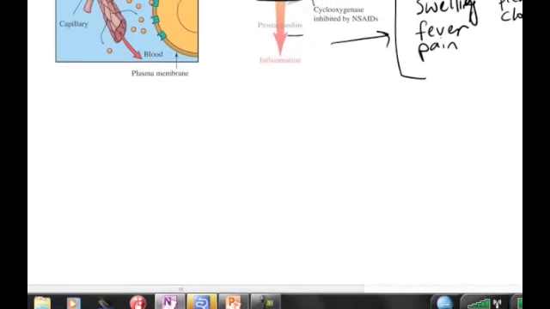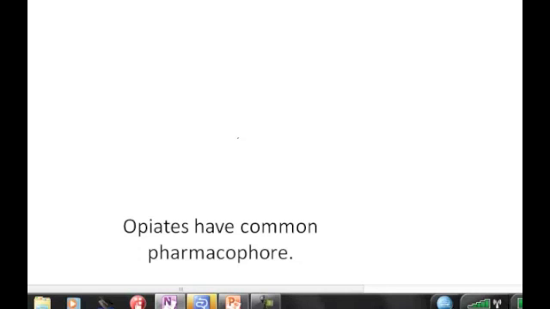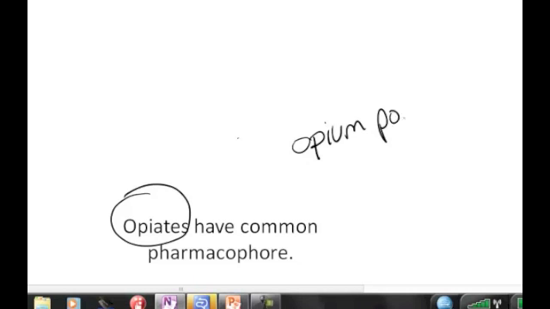Now, there's another class of analgesics called opiates. Opiates are a class of compounds that originally were derived from the opium poppy. That's a flower, from the seed pod of the opium poppy. And so these particular pain relieving drugs don't work on the chemical messaging system like the analgesics that we just talked about, but rather they work on nerve cells.